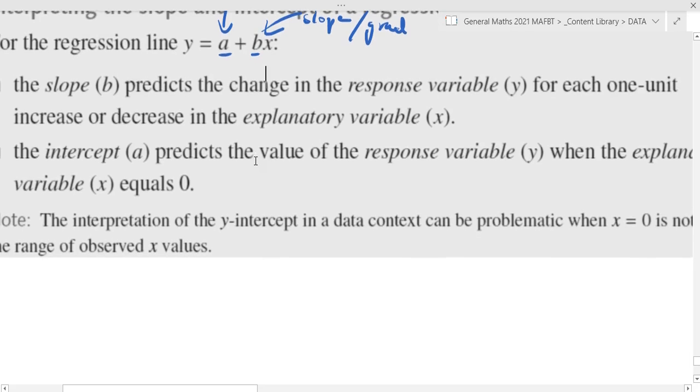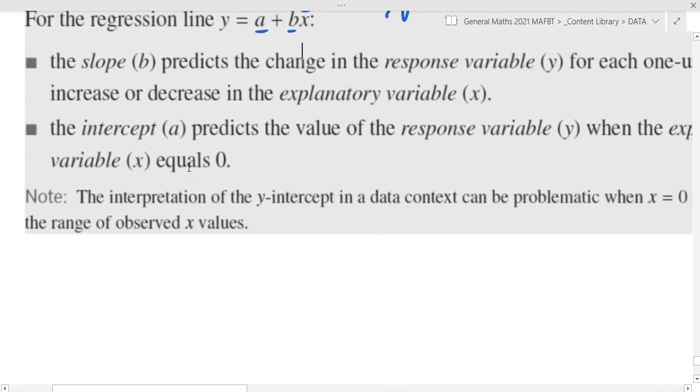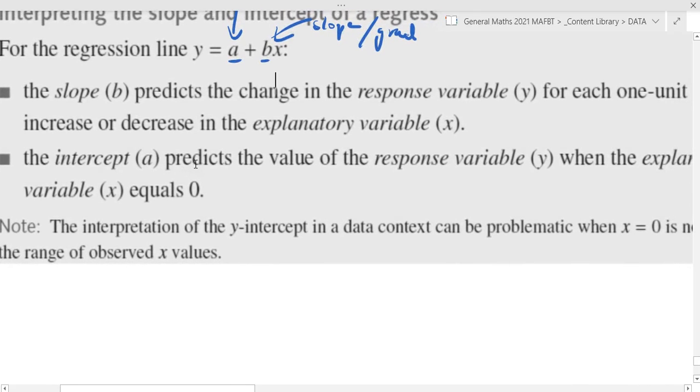Another thing to note is the A, or the y-intercept, predicts the value of the RV when the EV equals 0. On a graph like this, here is your y-intercept, right here. You can see that's when your x is 0. Your y-intercept is basically where the line hits your y-axis, right there.